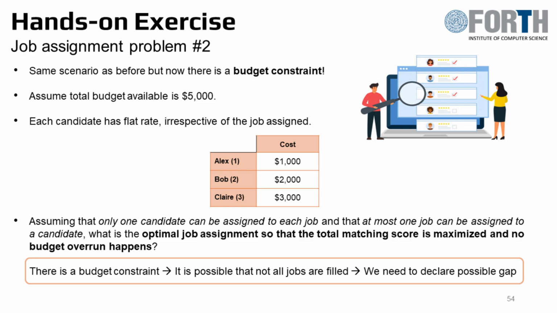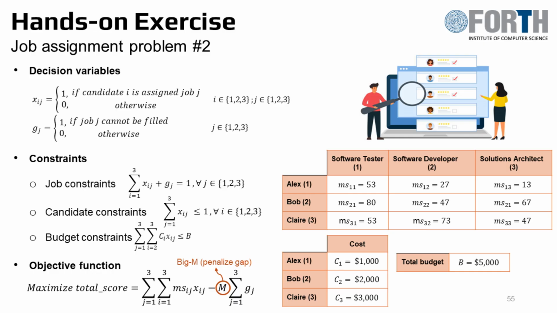Because of the budget limit, it may no longer be possible to fill all 3 positions. This changes the structure of the problem. We must now allow the possibility that a job remains unfilled. This is an important modeling insight. Sometimes constraints force us to modify the decision structure itself. We keep the same assignment variables x_ij as before, but now we introduce an additional binary variable g_j for each job. The variable g_j equals 1 if job j is not filled and 0 otherwise.